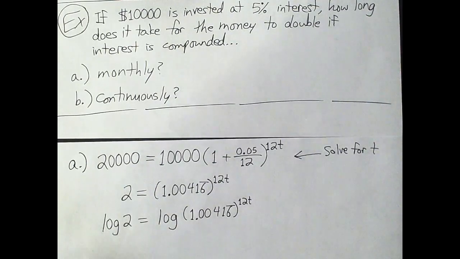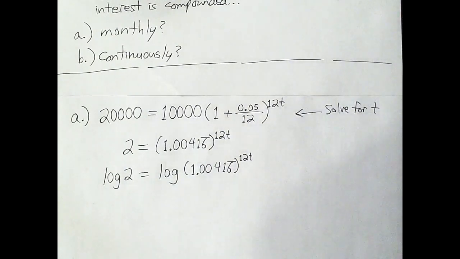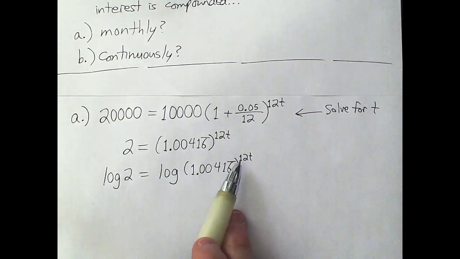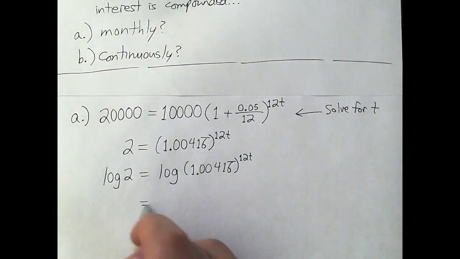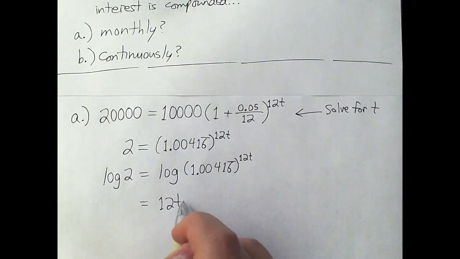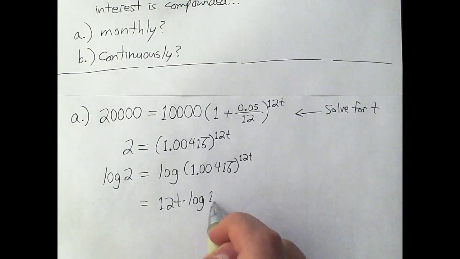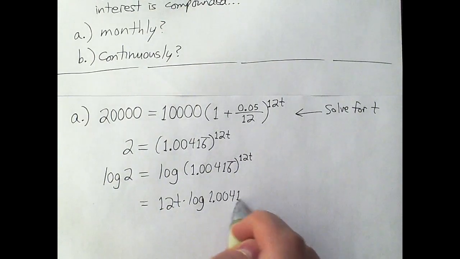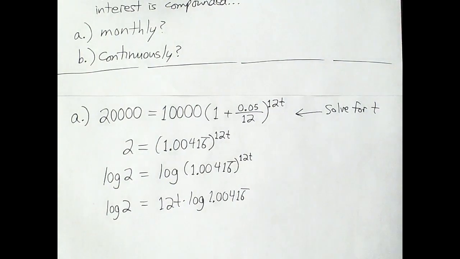When it's base 10, you just write log. This is going to be okay. We could still work with this, because remember, we have that property that says when you have an exponent in a logarithm, you can pull that out. So on the right side here, I'm going to pull out the 12t. Log 1.00416 repeating, and the left-hand side is still log 2. So I could solve for t.